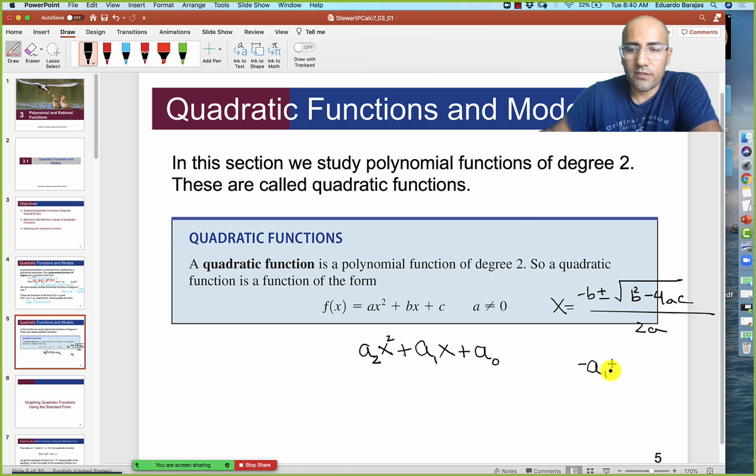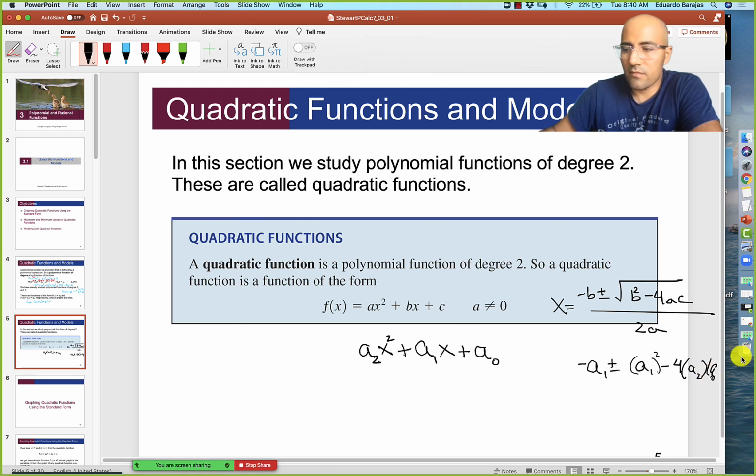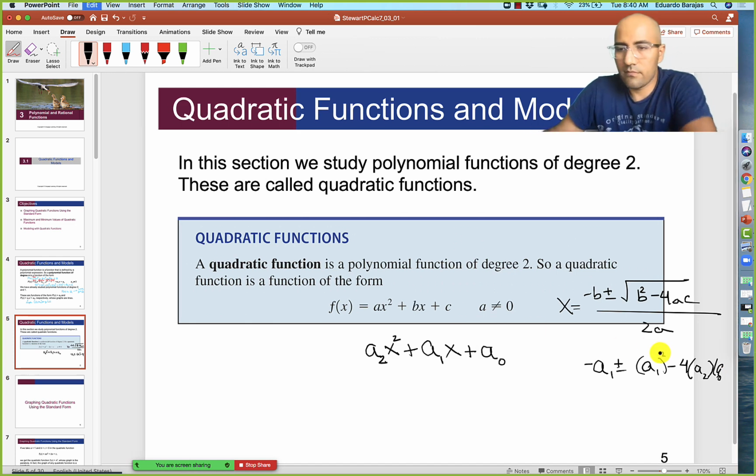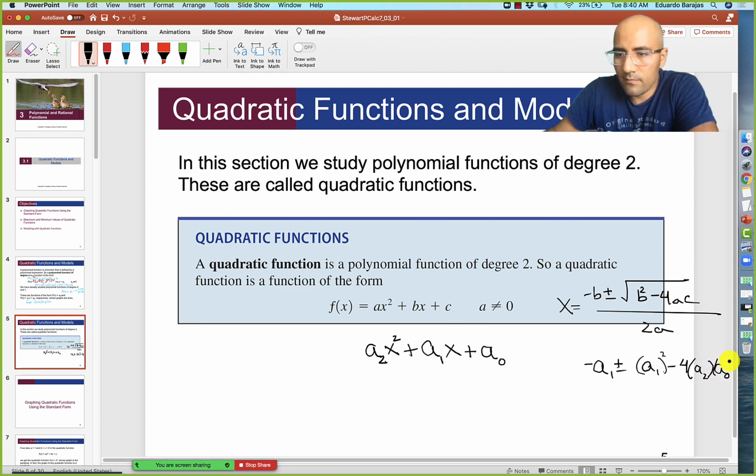Negative a sub 1 plus or minus a sub 1 squared minus 4 times a sub 2 a sub naught, square root of that whole thing all over 2 times a sub 2. I don't know. Is this more difficult to remember? Probably. Gets a little confusing, I think. So anyway, we're just really used to ABC. But that should be the exact same thing as using a sub 2, a sub 1, a sub naught.